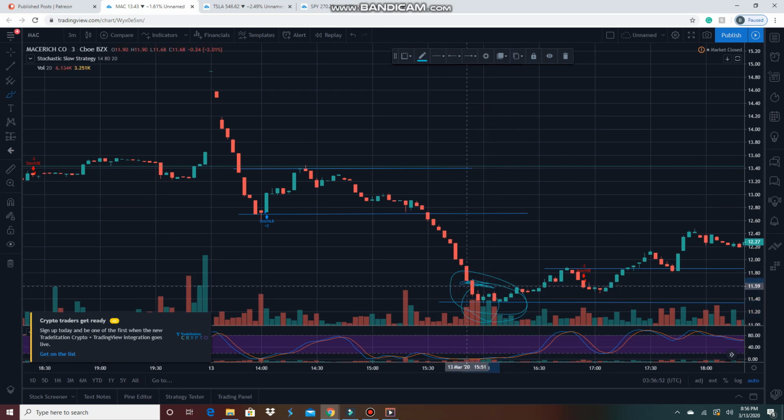It goes down, it bounces right back up, hits resistance, and goes back down. This is when you should have sold the last 2. If you bought 5, you should have sold 3 here and 2 here, and that's basically it, boys.